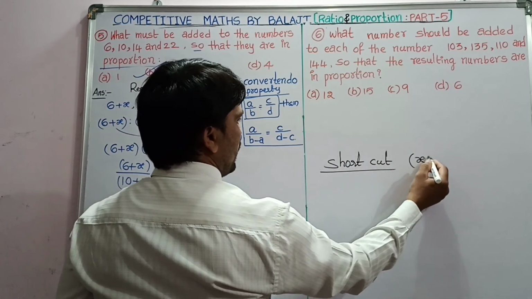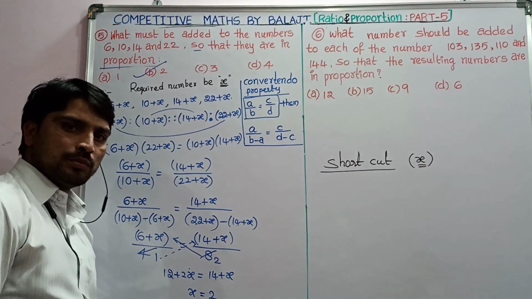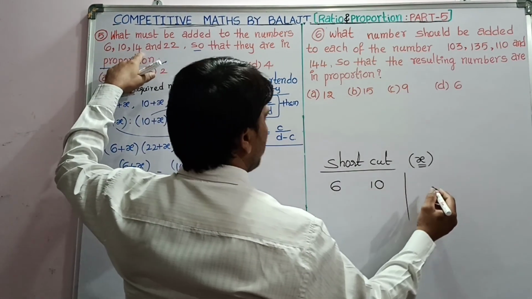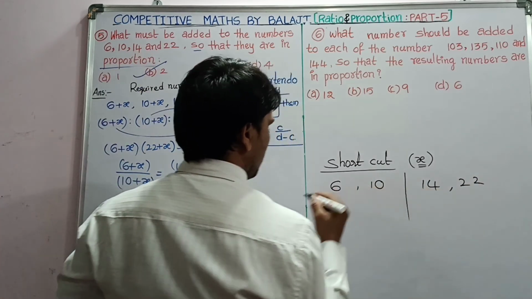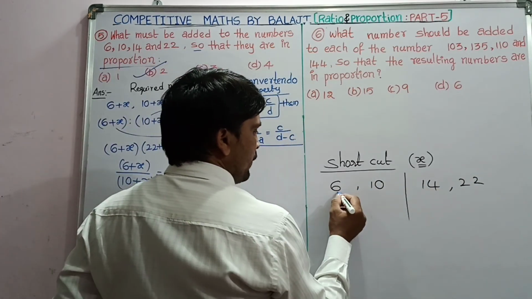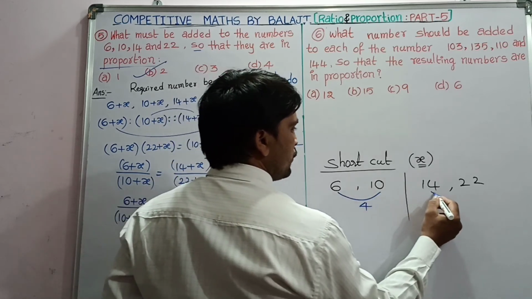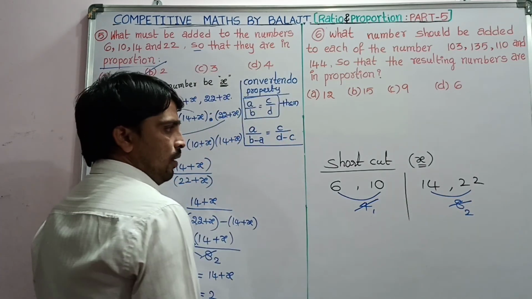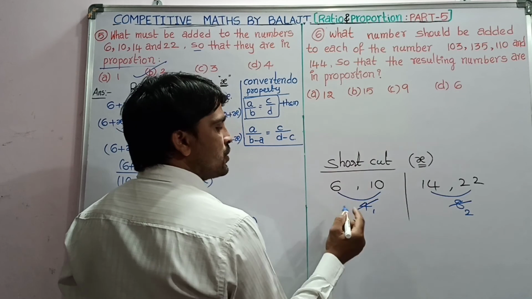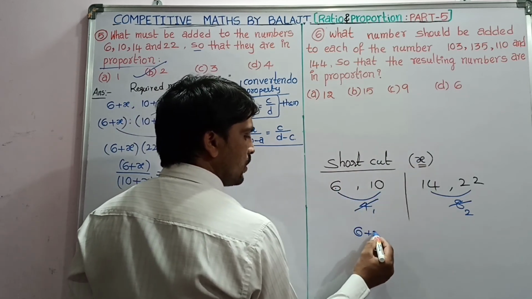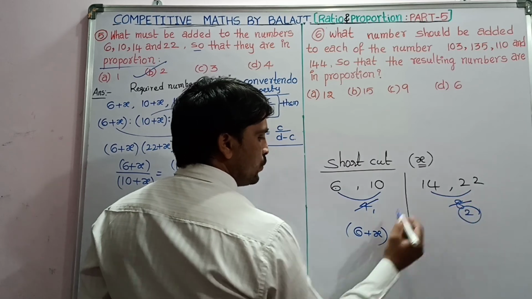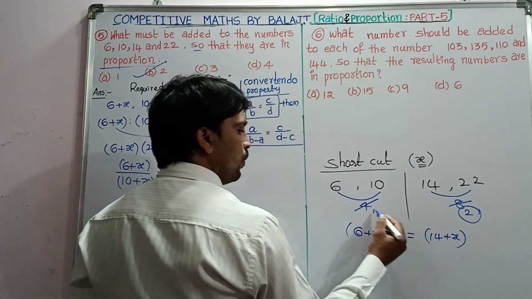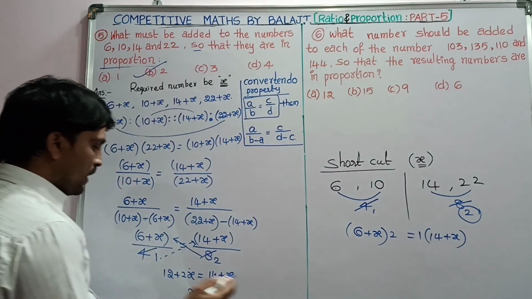We know that we add x to each term so that the obtained terms are in proportion. What are the given numbers? 6, 10, 14, 22. Find the difference. 6, 10 difference is 4. 14, 22 difference is 8. Now 4 ones are 4, 4 twos are 8. But we know that we add x to each term. So 6 plus x times 2 is equal to 14 plus x times 1. So that we can get directly this step.